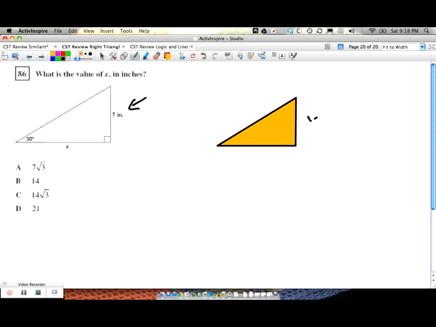All right. This side is y, and that means this side is going to be y root 3. It's going to be times the square root of 3 of whatever that original one was. And then the hypotenuse is double it, so that would have been 2y. Well, if y equals 7, 2y equals 14, and y root 3 is 7 square root of 3. So the answer would have been A.